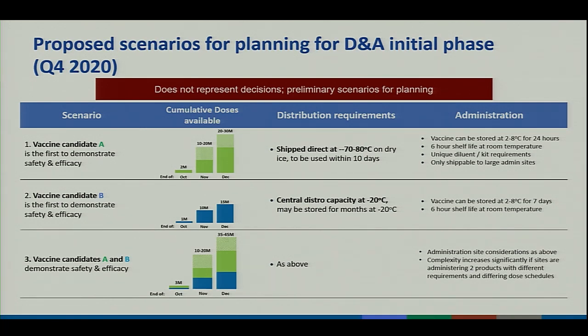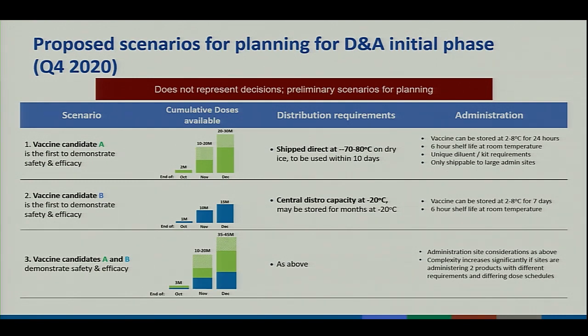If such a product needed to be shipped at minus 70 to minus 80 degrees Celsius and could be stored for only 24 hours at standard vaccine refrigeration temperatures of 2 to 8 degrees Celsius, this scenario would require shipping to large, adequately equipped administration sites with high throughput. In the second scenario, vaccine B demonstrates safety and efficacy, and there could be 15 million doses available by the end of December.